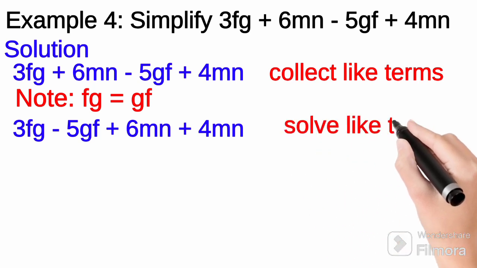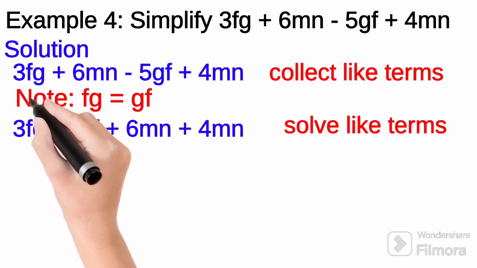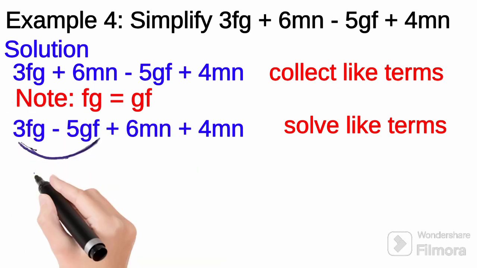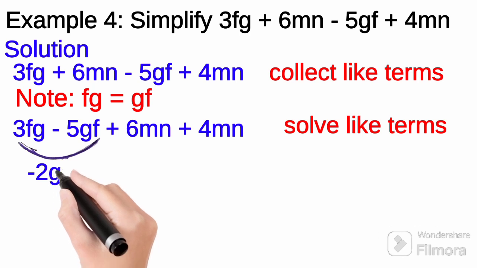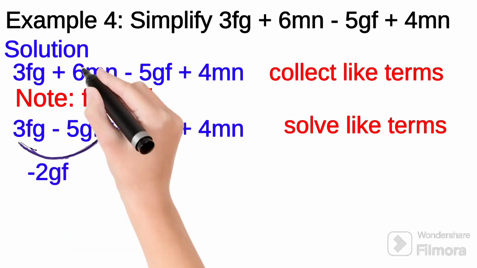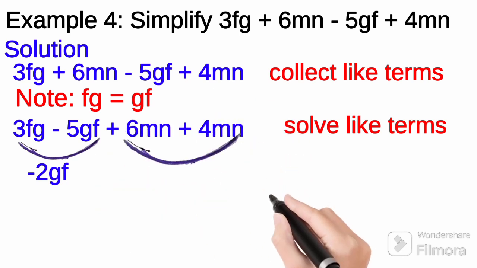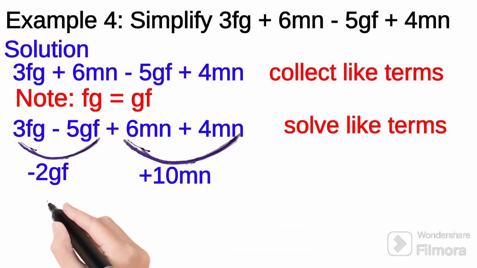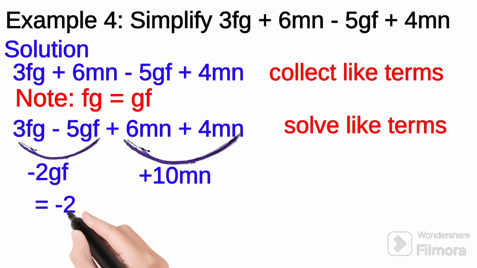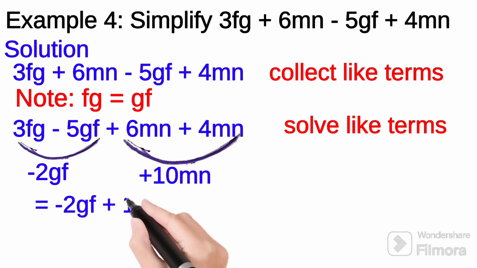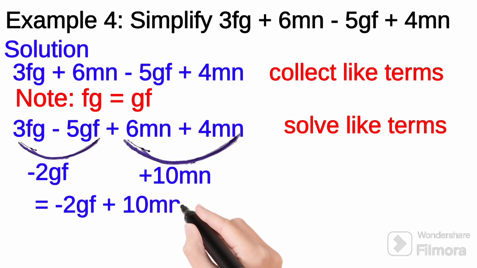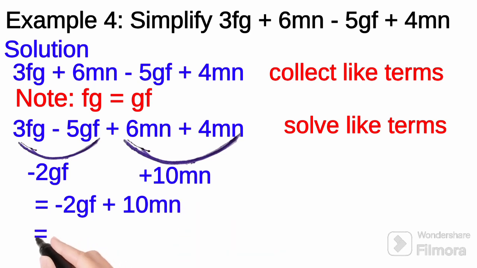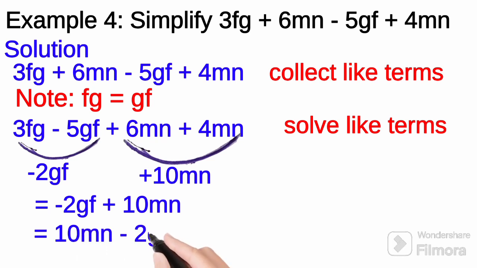So we are going to solve like terms. 3fg minus 5gf gives us minus 2gf or minus 2fg, depending on what you want to use. 6mn plus 4mn gives us 10mn. So our answer is minus 2gf plus 10mn. Or we can also rewrite it as 10mn minus 2gf. Their signs go with them.